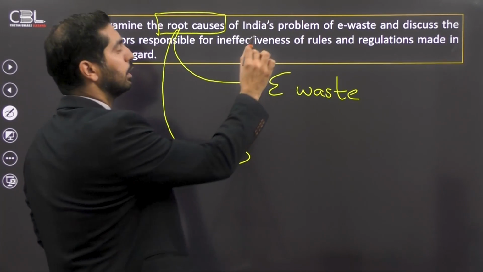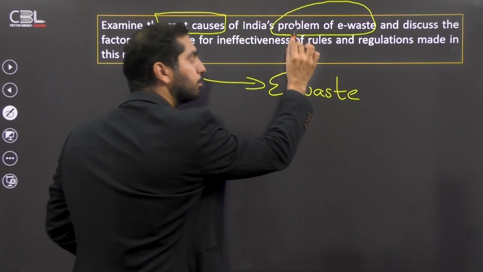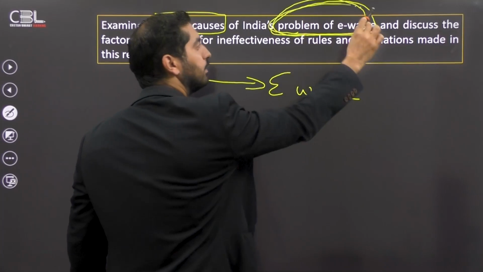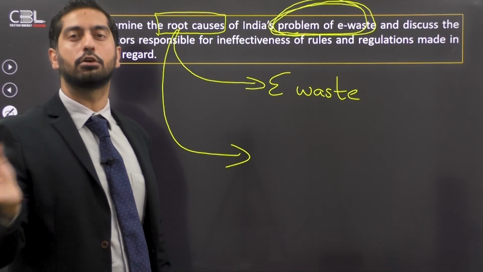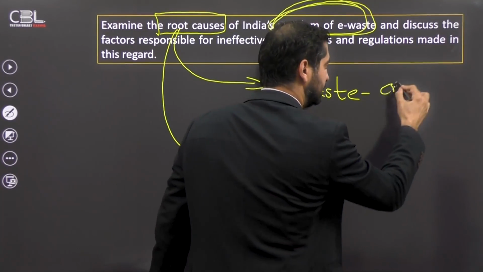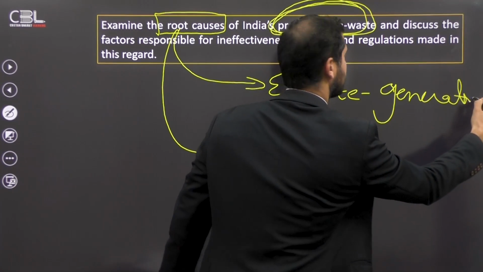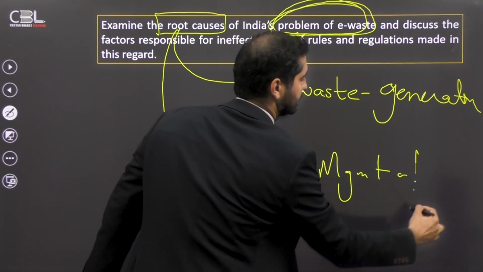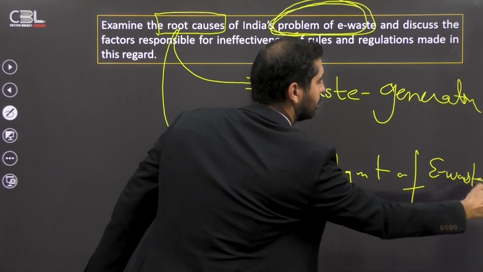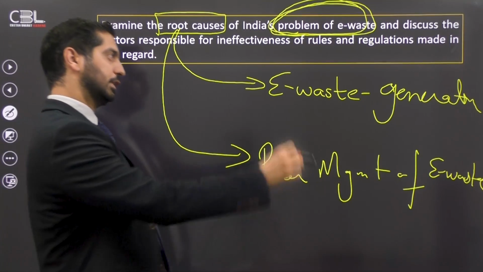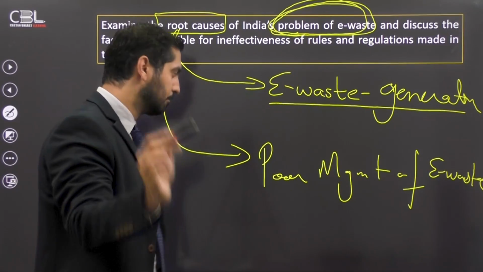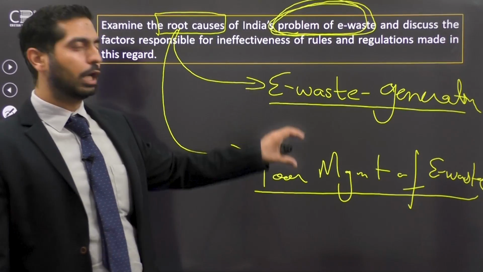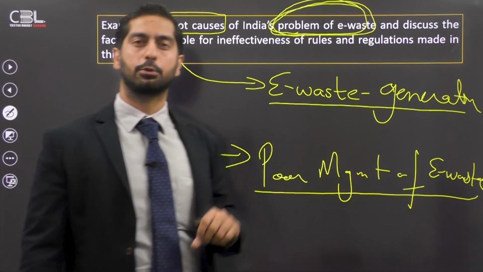Now, you have to discuss the problem of e-waste, not just e-waste management, why the problem of e-waste exists in the first place in case of India. E-waste generation and poor management of e-waste. The generation of e-waste in the first place and its poor management in the second case. So in these 2 divisions you can divide the root causes.